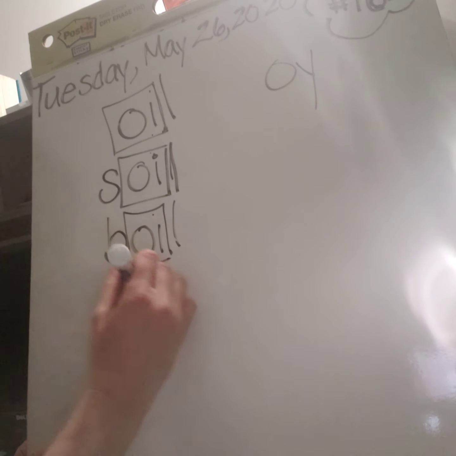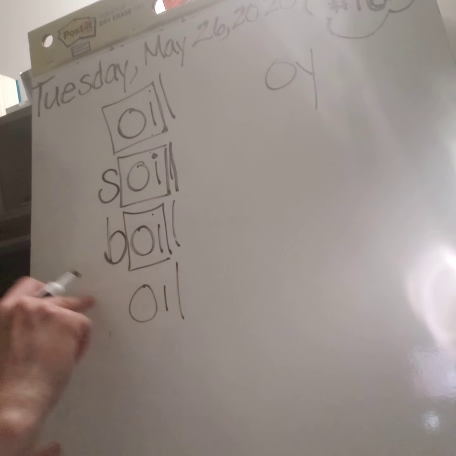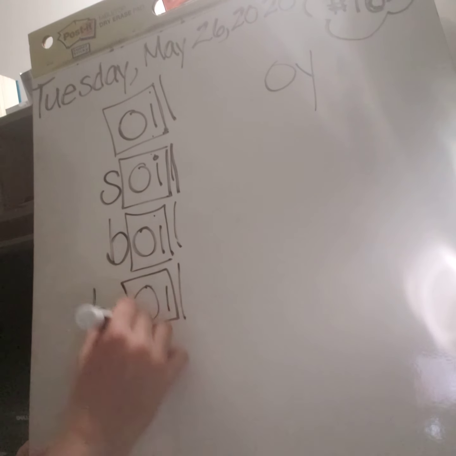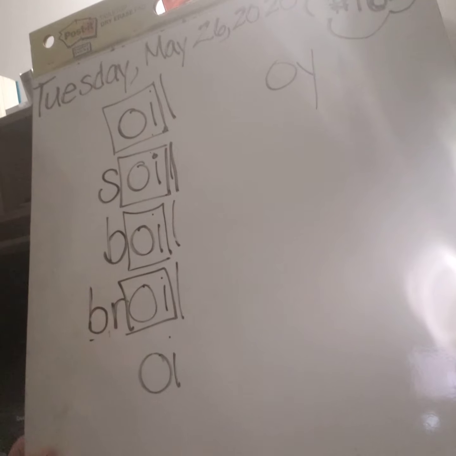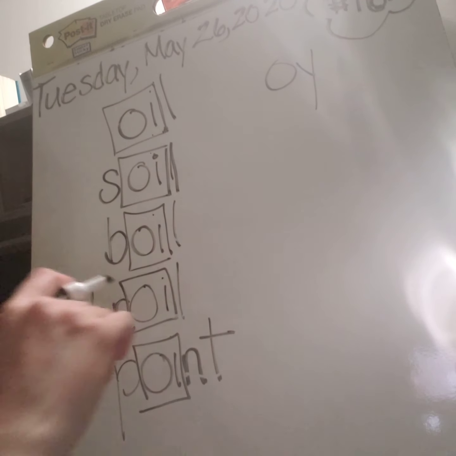Okay, then I'm going to use my oil again, but here I have boil. Here I'm going to use B again, but this time I'm going to use a B blend, BR. So BR says bruh, so this is bruh oil, broil. Okay, now I'm still going to use my OI, but I'm going to change the ending. It's not going to be oil. So let's look at this. Oin, oint. This says oi, oin, oint. Put a P in front of it. It says point.